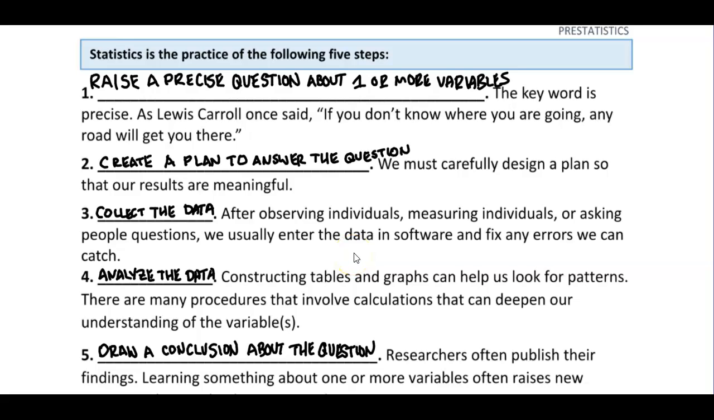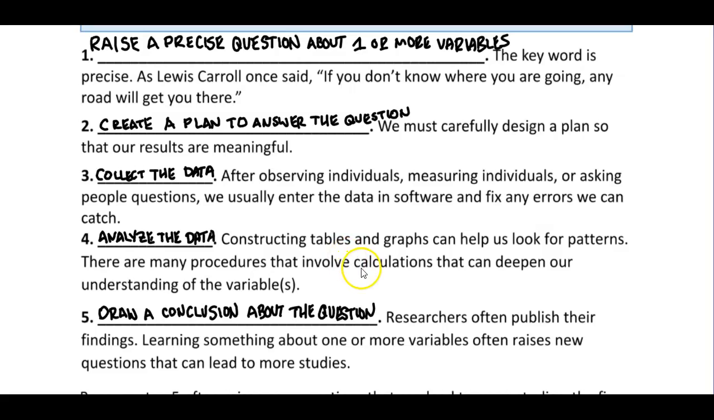Number 4, we analyze the data. Constructing tables and graphs can help us look for patterns. There are many procedures that involve calculations that can deepen our understanding of the variables.